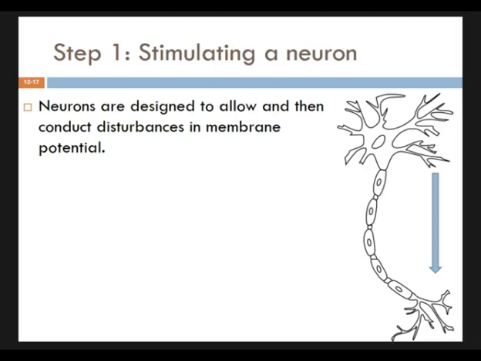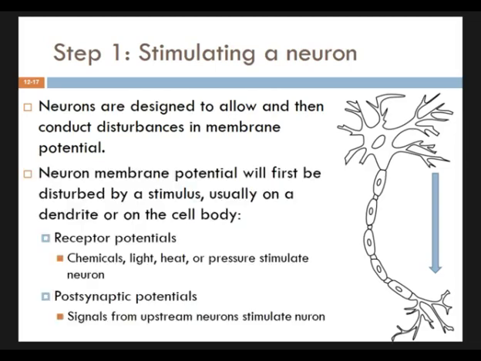Neurons are basically designed to collect disturbances and then convey those disturbances to other locations. So they're allowing themselves to be disturbed, and then they're conducting those disturbances in membrane potential to another location elsewhere, often as it travels all the way down their axon. So if you're looking at one particular neuron and trying to figure out when it is going to fire, it will usually be first disturbed by some kind of stimulus, usually somewhere out on a dendrite, although sometimes it could be on the cell body itself.